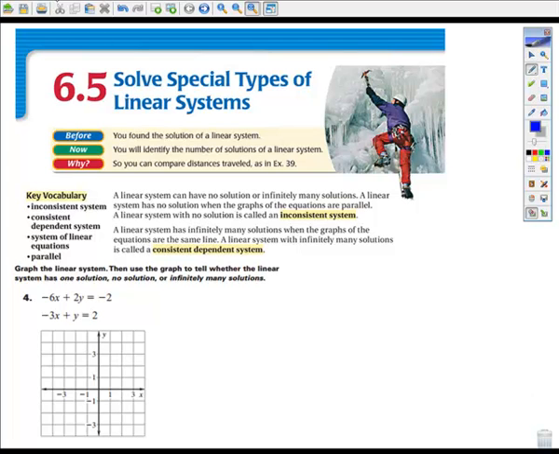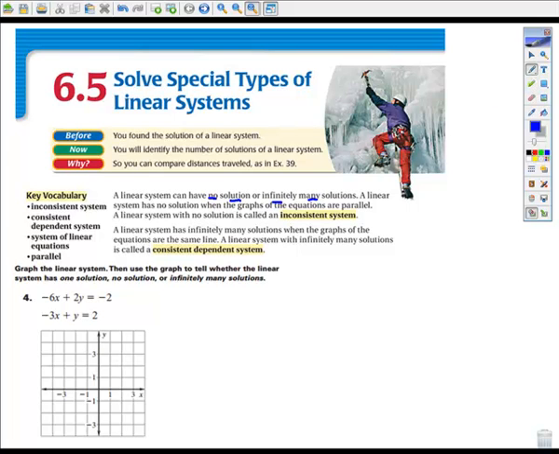Lesson 6.5 is solving special types of linear systems. In previous lessons, 6.1 through 6.4, you found solutions to a linear system. But now we're going to be able to identify the number of solutions of a linear system. So first, a linear system can have no solutions or infinitely many solutions.